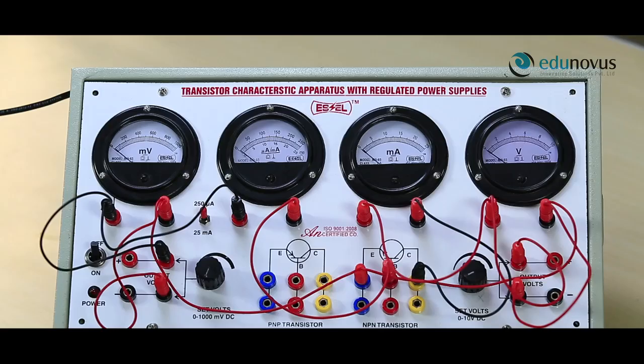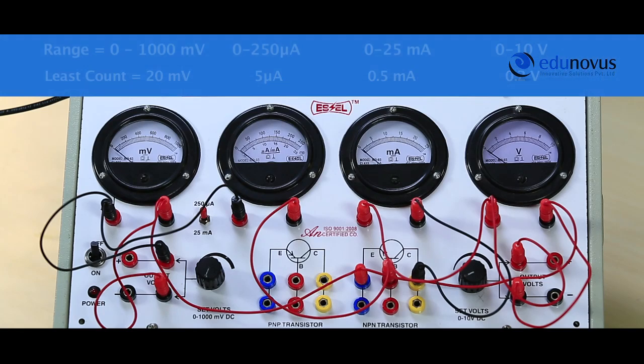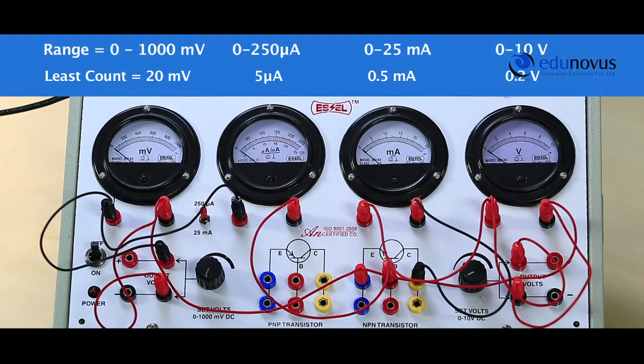Use a screwdriver to remove the zero errors, if any, in the ammeters and voltmeters. As you can see, there is no zero error in the ammeters and voltmeters here. So let's note down the least count and range of the ammeters and voltmeters. The range of the input voltmeter is 0 to 1000 millivolts and its least count is 200 millivolt divided by 10 divisions, which is 20 millivolts.